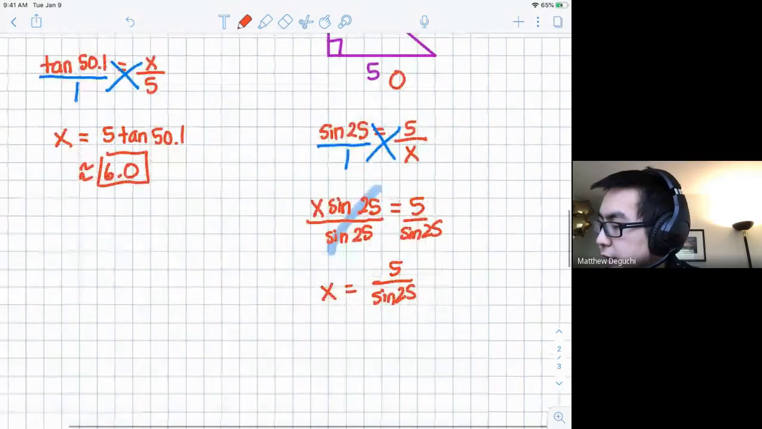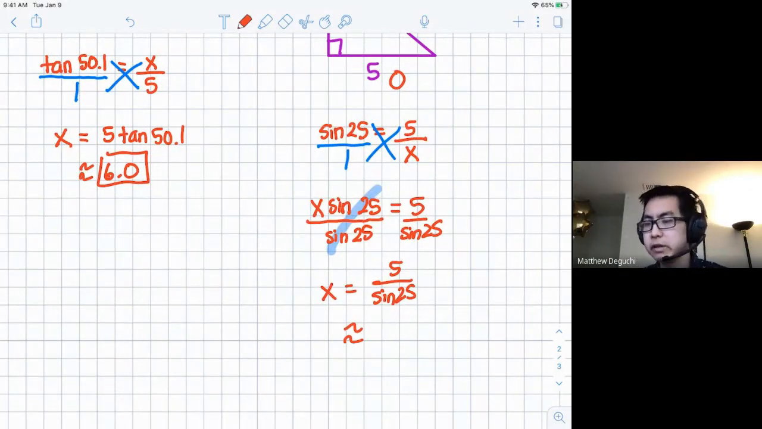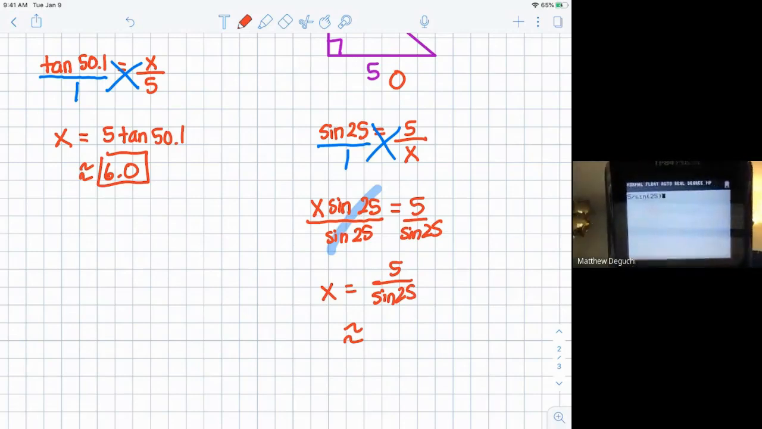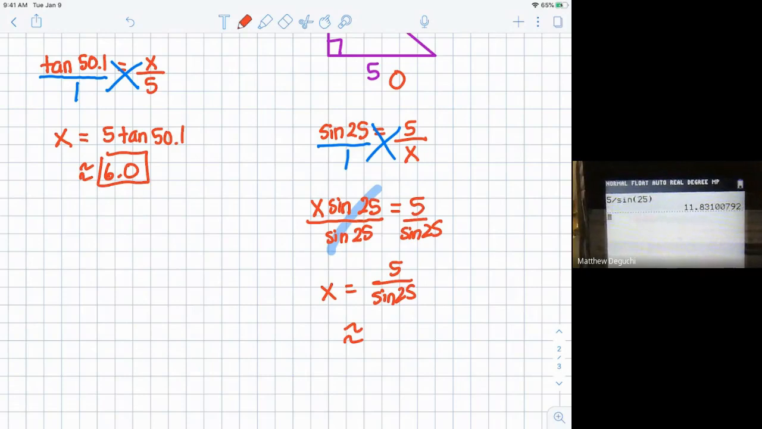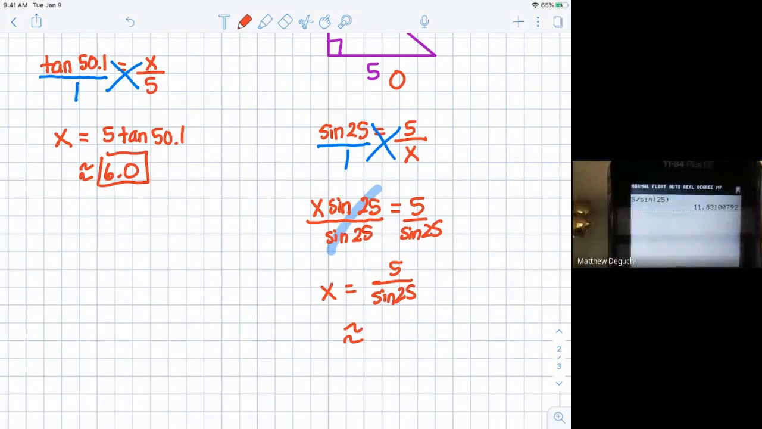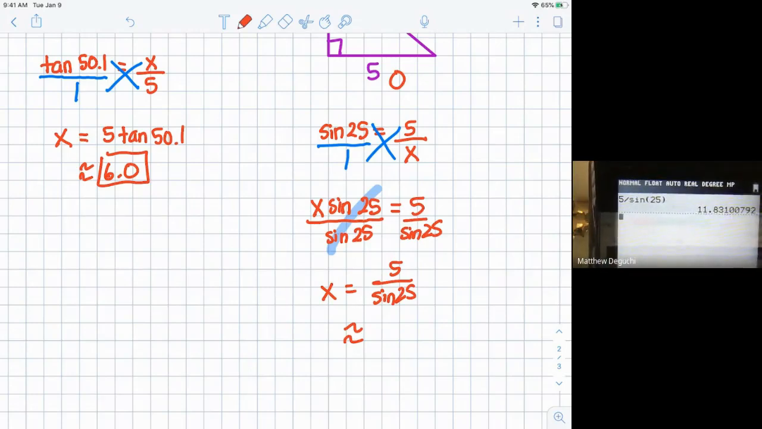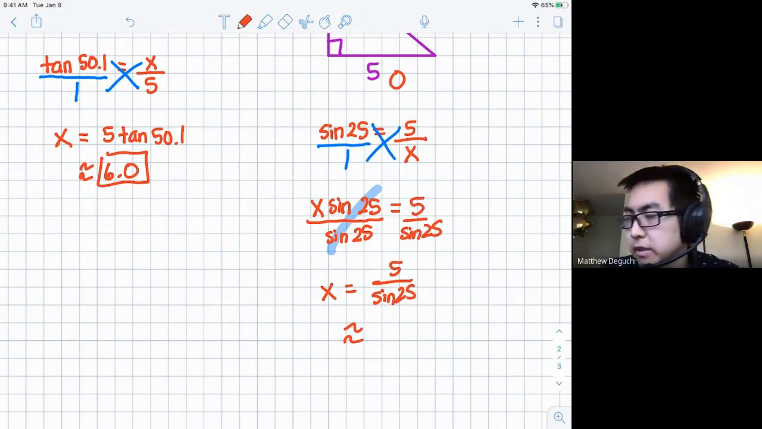So in your calculator, you have to calculate 5 divided by sine 25. So on my screen, 5 divided by sine of 25 looks like this. Once I press enter, it gives me your answer. So the answer is 11.8.